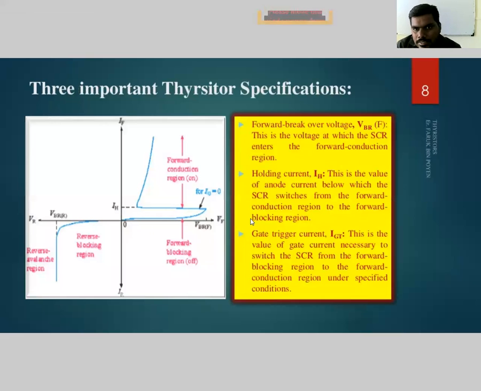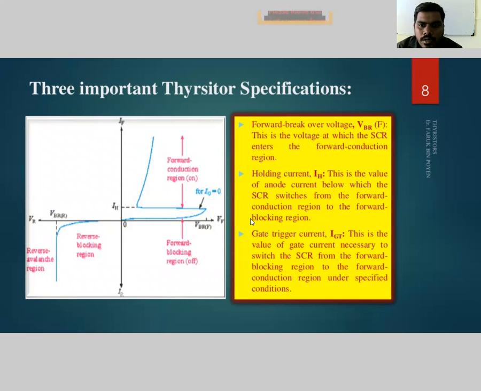Then the important thyristor specifications are, first, the forward breakover voltage. What is forward breakover voltage? This is the voltage at which the SCR enters the forward conduction region, which means at this voltage only the SCR enters into the forward conduction mode. It is denoted by VBR, with F in brackets for forward conduction mode.